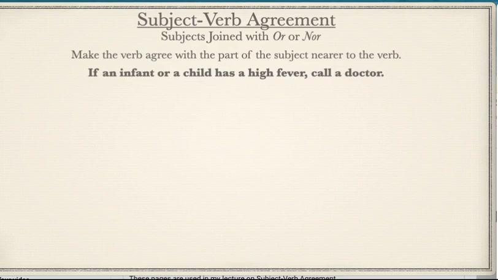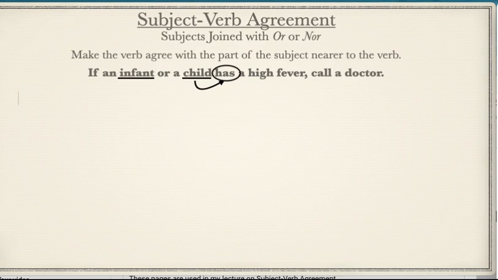So the verb is what? We have to determine what the verb is. Yep, it's has. The compound subject is an infant or a child. Infant being one half of the compound subject and child being the second part of the compound subject. That puts child closest to the verb has. Would you say the child has or the child have? Of course, you'd say the child has. So that means this sentence is correct as it is.